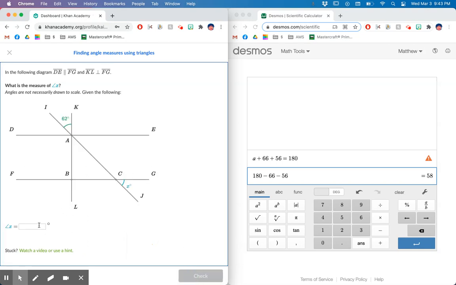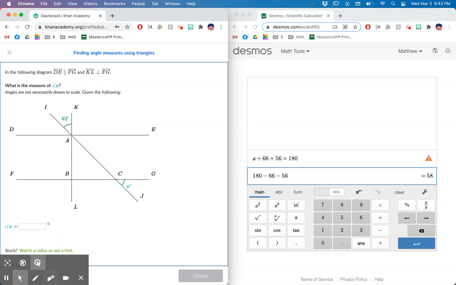Okay, let's do one more here. All right, this one's interesting. So again, pause, rewind if you need to. I'm going to go through this fast. We have some parallel lines. So DE is parallel to FG. And then we have a pair of perpendicular lines. So KL forms a right angle with FG.